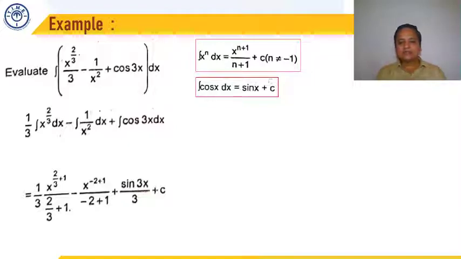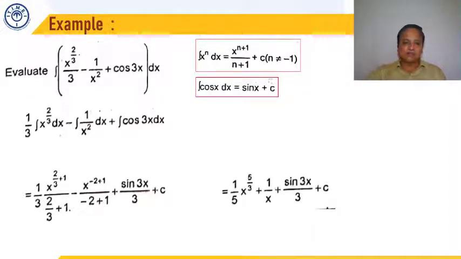Now this expression has to be simplified. Integration is done, this expression has to be simplified. In the numerator, 2 by 3 plus 1 becomes 5 by 3. And 5 by 3 was in the denominator, 3 and 3 cancel out. It becomes 1 by 5 x to the power 5 by 3. Second term had denominator as minus 1 and minus sign is also there. So minus minus becomes positive. And it becomes x to the power minus 1 in the numerator, which comes in the denominator, becomes 1 by x, plus sin 3x upon 3 plus c.